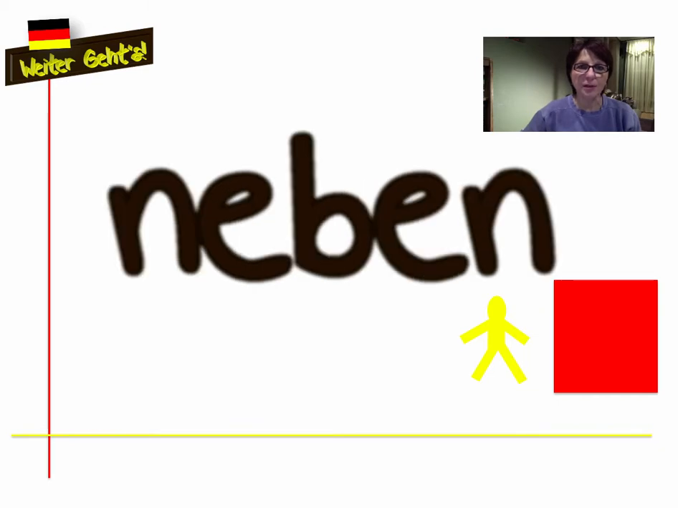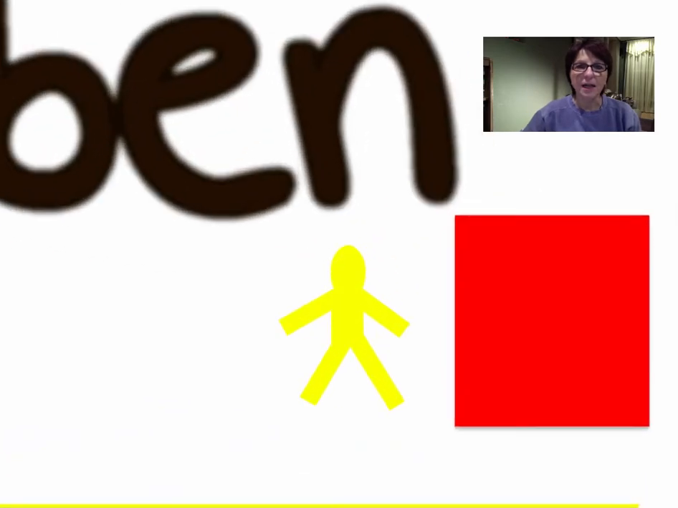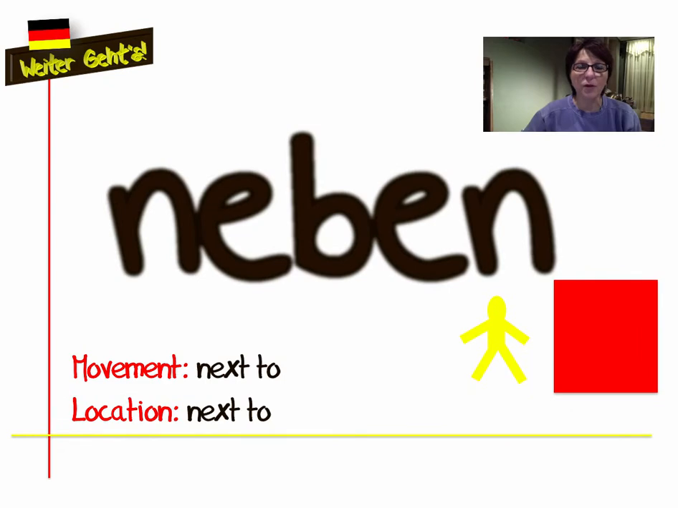Our next preposition is neben, and as you can see, it's very similar to an. The person is just a little bit further away. So when we express this in English, for both movement and for location, we use next to. It just indicates that the person is next to that red square, but maybe not quite as close as it was when we use the preposition an.